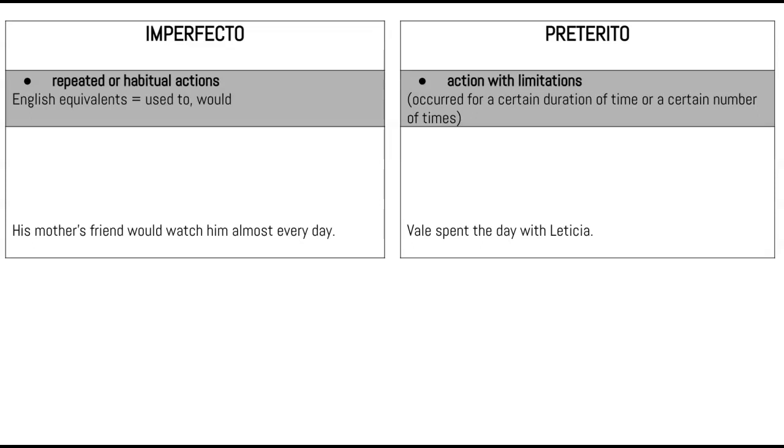verb, is when you're talking about repeated or habitual actions. So things that you used to do, things that you would do in the past. In English, both used to and would imply that you did it more than one time. So if we look at our English sentence, his mother's friend would watch him almost every day. Well, first we have the clue of almost every day. That implies repetition.